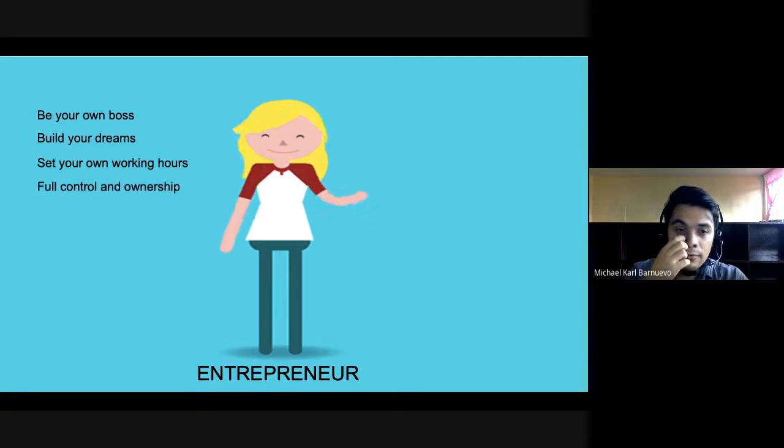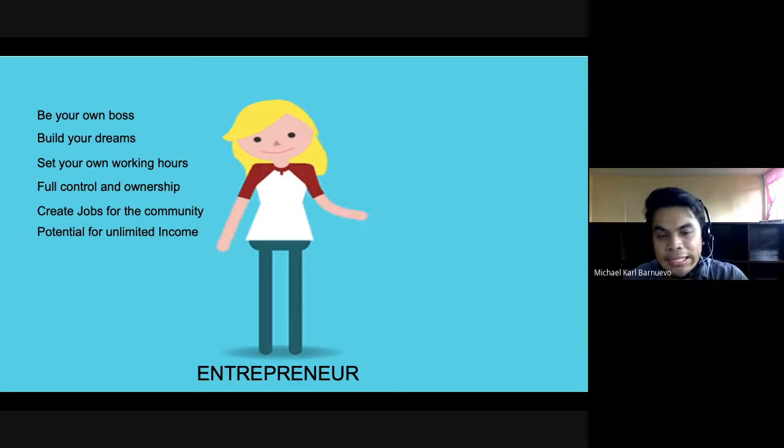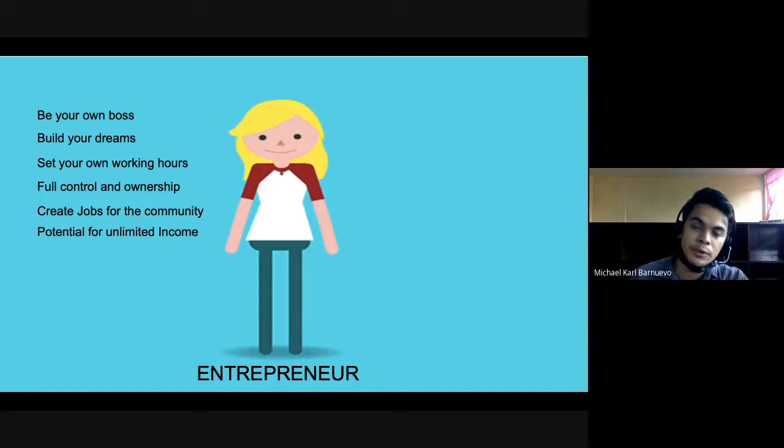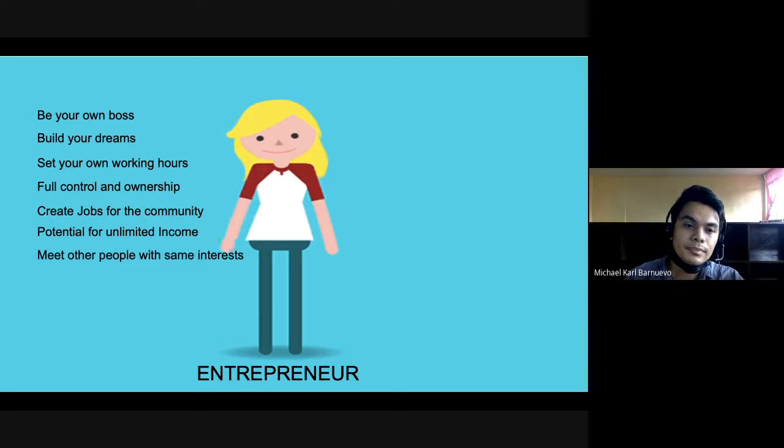Full control and ownership. You are now creating jobs for the community. Potential for unlimited income, and I think this is the goal for all entrepreneurs. Once you have reached the momentum of your business, it is constantly growing. Even if you do not want income, you will still be receiving income. Example again is Jollibee Food Corporation. Kahit pahiga-higa na lang si Tony Tancachong ngayon, he will be receiving income. Meet other people with the same interests and the excitement, no, of putting up your own business.